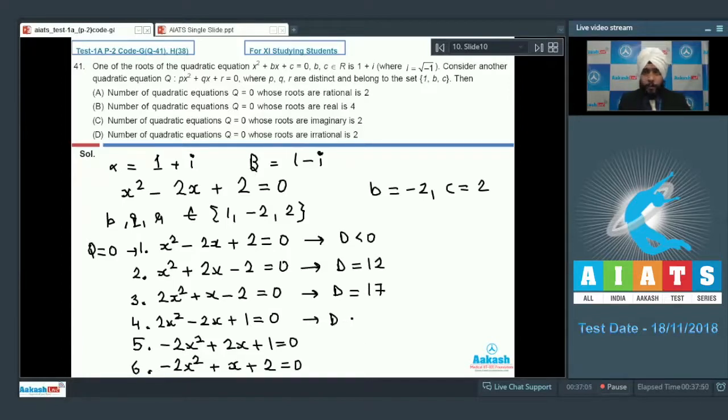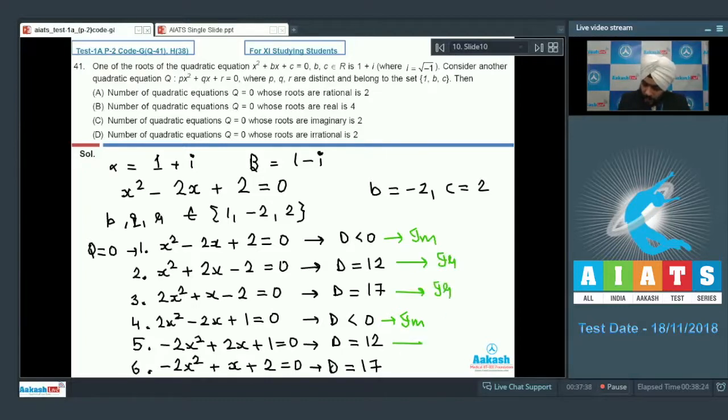Discriminant is negative, 4 minus 8. Discriminant is 4 plus 8, 12, and discriminant over here is equal to 1 plus 16, that is 17. Now students, listen. Imaginary roots. If D is a perfect square and B, C, A are rational, the roots are rational. If D is not a perfect square, the roots are irrational. So over here, irrational roots.